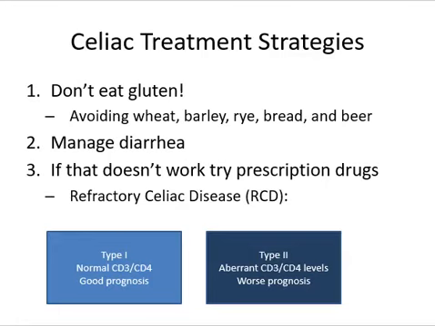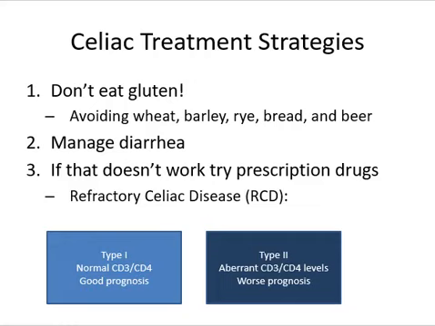So the first disease state we're going to look at is celiac disease and how to treat it. The first and foremost method of treating celiac disease is quite simple but difficult to achieve, and that is to not eat gluten. That means avoiding wheat, barley, rye, bread, and beer, all things that are basically tasty and part of the Western diet.